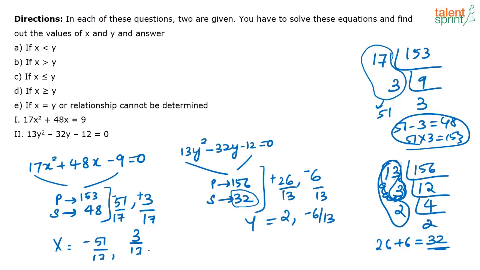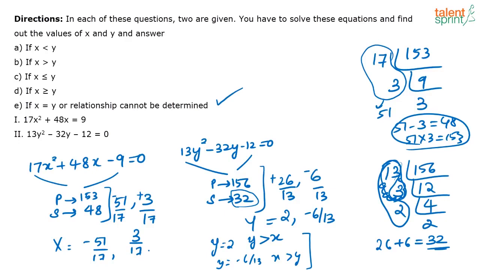But here if you see, if I take y is equal to 2, I can say that y is always greater than x. But if I take y is equal to minus 6 by 13, what is happening? X becomes greater than y. So basically what can I say? I cannot find out a relationship between x and y. So here the answer will be no relationship between x and y can be determined. So it is option E.